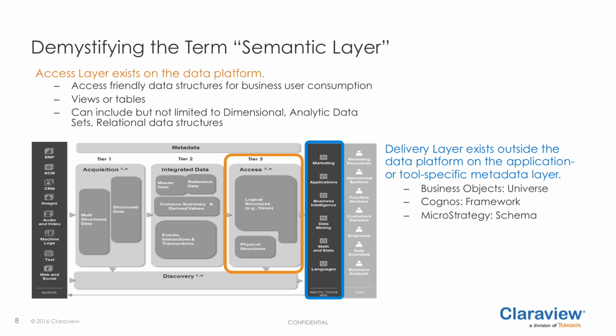What we'll refer to as the delivery layer is represented in blue. It's the metadata layer that exists on the business intelligence tool itself. As an example, you might think of the universe in Business Objects, the framework in Cognos, or the schema within MicroStrategy. Both of these layers can be defined as a semantic layer, which is why we use the different terminology here to differentiate between the access layer and the delivery layer.